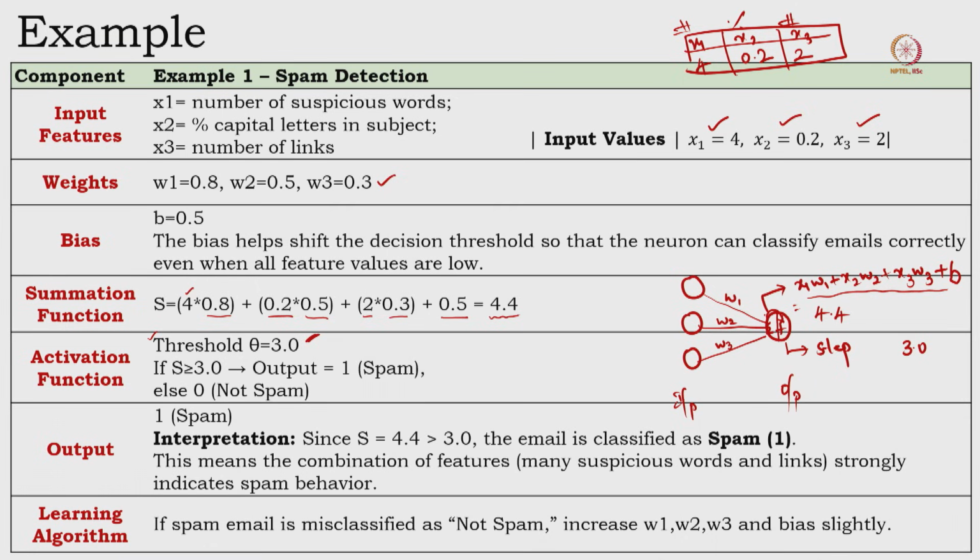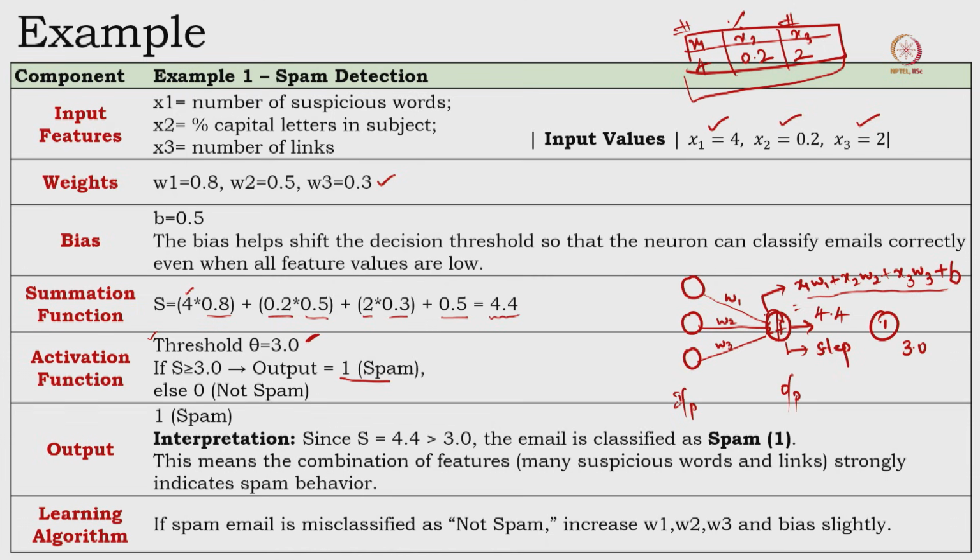Since the summation value S that we have calculated is greater than or equal to a threshold value, the output is 1. If there is some input value and you multiply it with the weights, and the resultant value is less than the threshold, then the output will be 0. For the example that we have taken, the summation value is 4.4 and the threshold value is 3. Since the summation is greater than the threshold value, the output of this is 1.